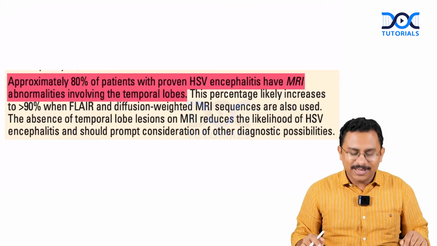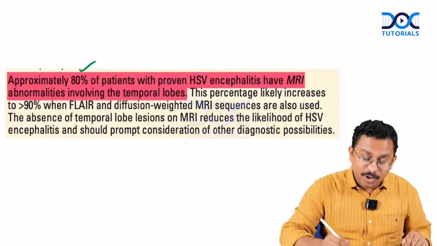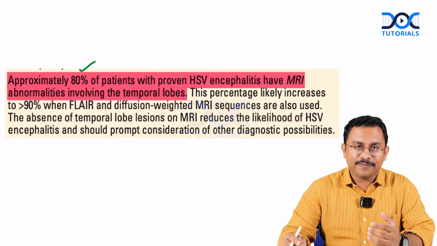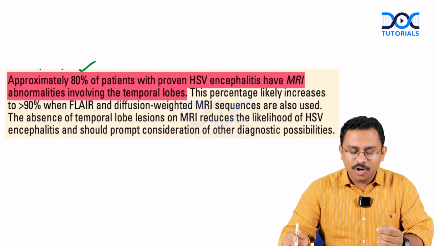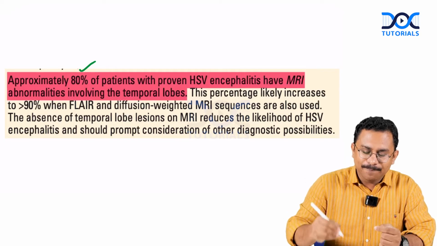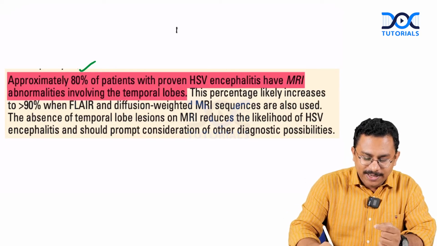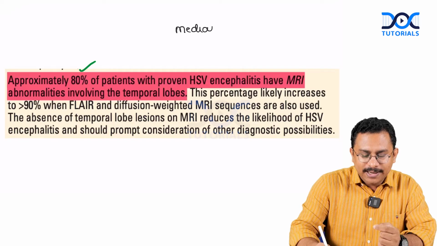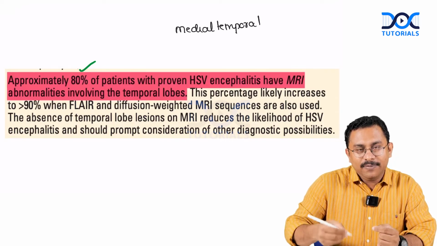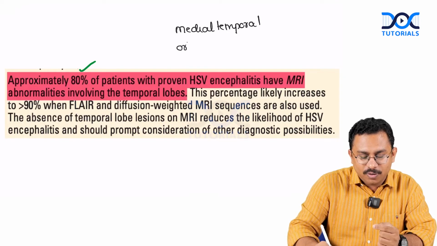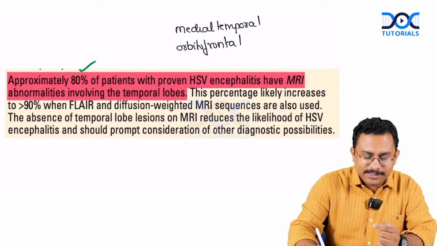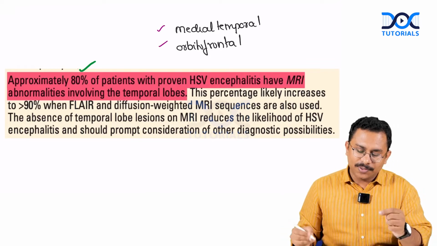So about HSV encephalitis, almost 80% of patients with HSV encephalitis will have imaging abnormalities involving the temporal lobe, and this is usually seen in the medial temporal lobe first. It's also not just restricted to the temporal lobe; the frontal lobe, especially the orbitofrontal regions, can also be involved.